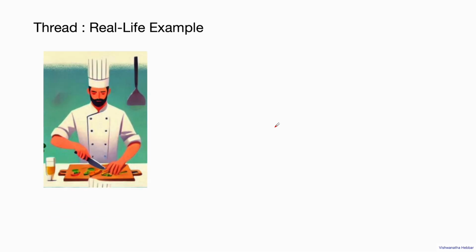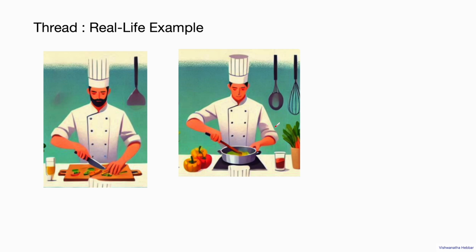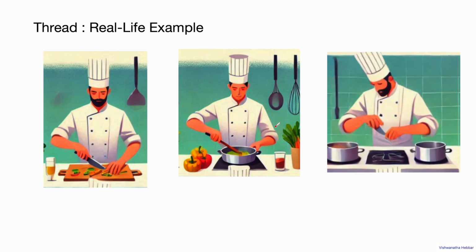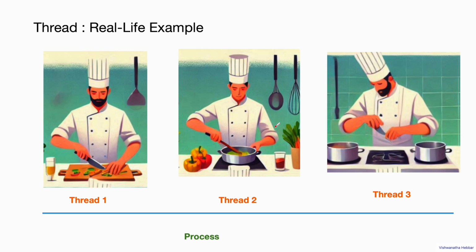Let us understand thread with a real life example. Imagine you are in a restaurant. There are multiple chefs in the kitchen. Each chef focuses on specific tasks. Like one chops the vegetables, another one cooks the main dish, another one prepares the dessert. They all work at the same time. We can call these thread 1, thread 2, thread 3, right? They all work at the same time but on different parts of the meal, so this will speed up the overall process. We can call all of this together a process.